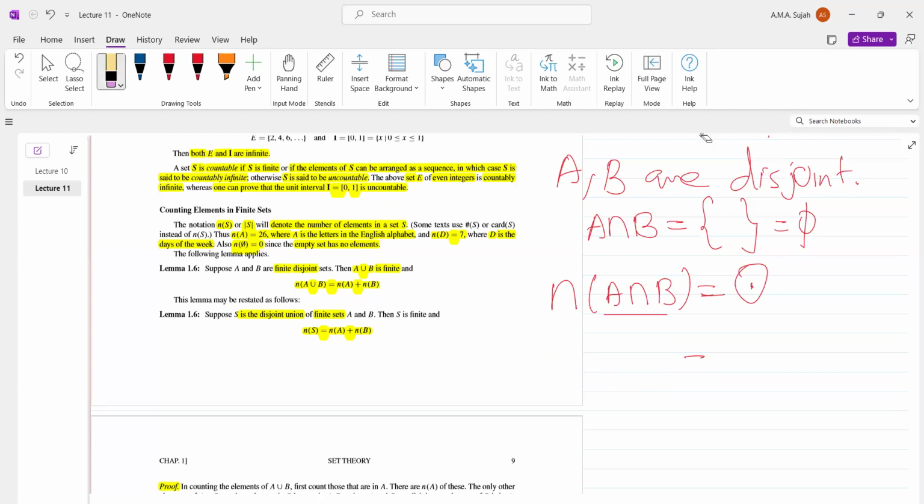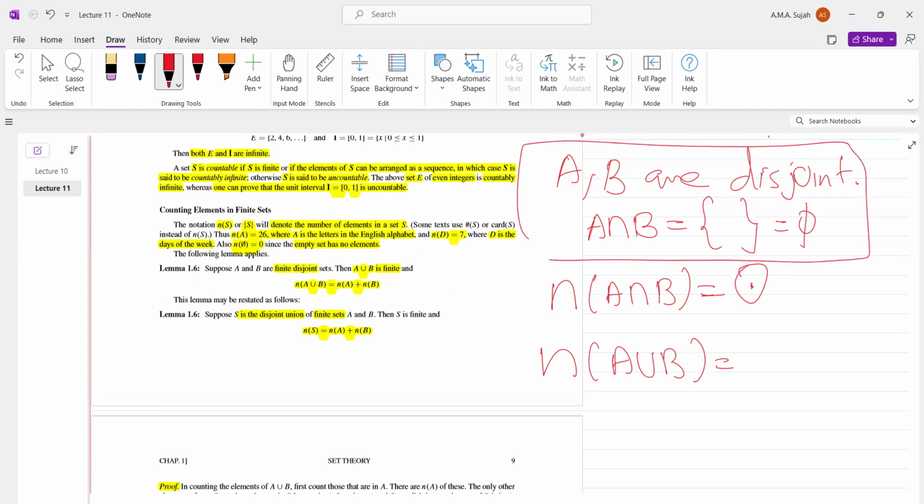Before telling this one, now tell me the number of elements in A union B. How can you find out the answer? If A and B are two disjoint sets, we know the intersection is 0. The intersection between these two sets is 0. If someone asks what is the number of elements in A intersection B, that is 0. Now tell me how many elements are in A union B?